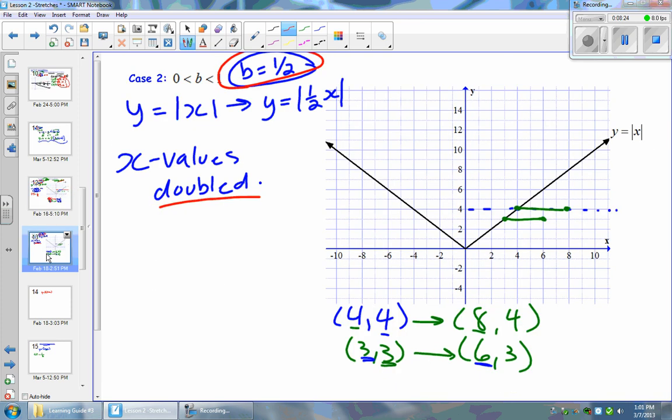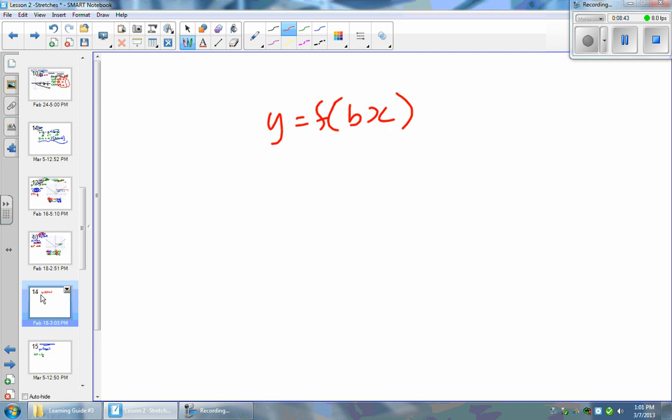Okay, let's go back to this one. My b value was 1/2. So therefore, my stretch factor was the reciprocal of 1/2, which is 2. So all my x values doubled. Okay, so this is what makes the b value so tricky. My stretch factor is not just b, but my stretch factor is going to be 1/b. Okay, so this makes things a little bit more interesting.